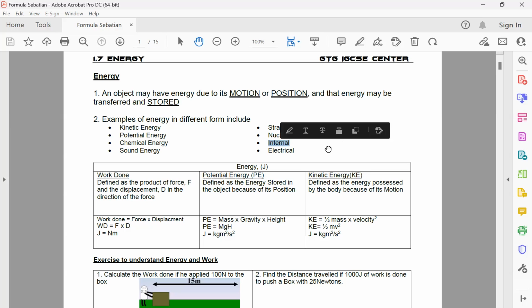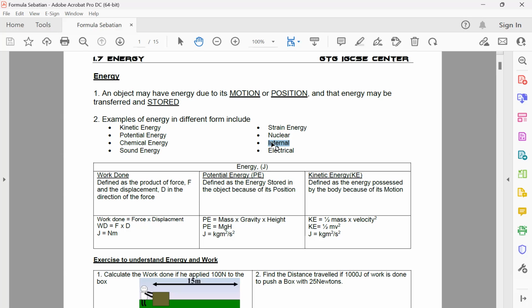What about internal energy? Anyone got the slightest idea what internal energy is? Lead. Organs. Not exactly wrong. Blood. Not exactly wrong also. Structure. The heart pumps blood. No. You guys got the concept right, but not exactly what I'm looking for.